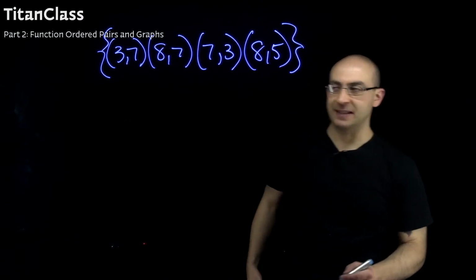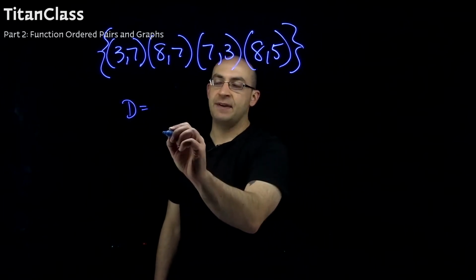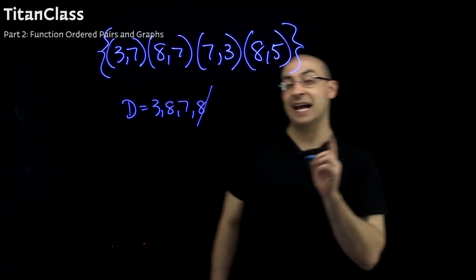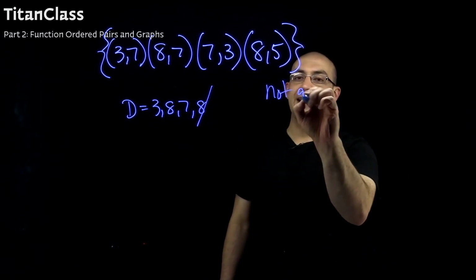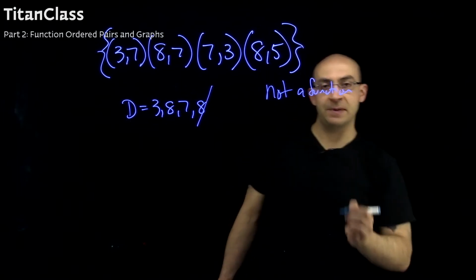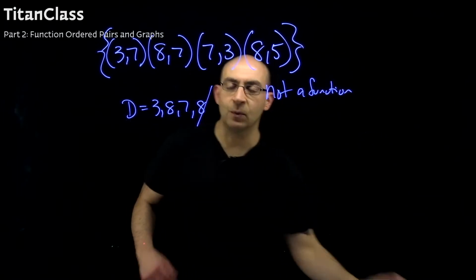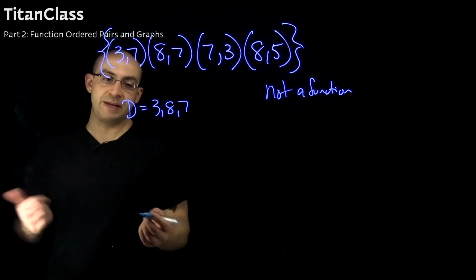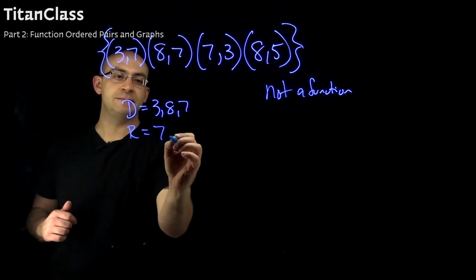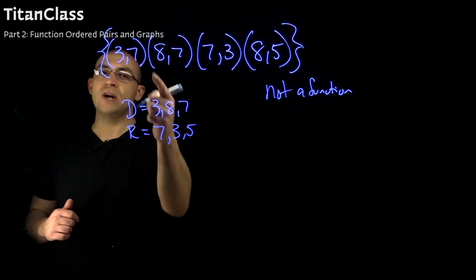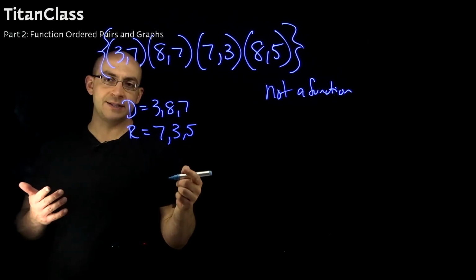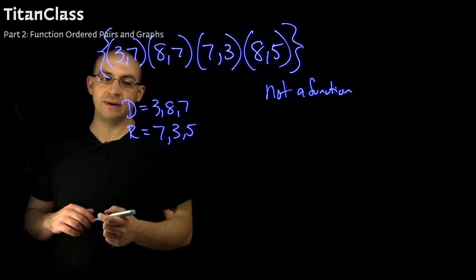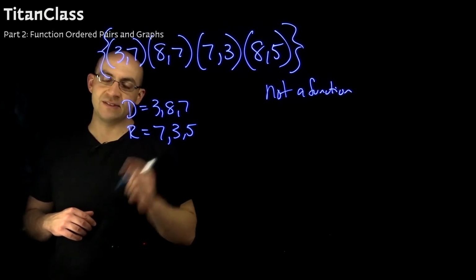So let's put it into perspective. Our domain values, or our x values, are 3, 8, 7, but 8 again. That means we cannot have a function. So this is not a function because the x values repeat. But let's go ahead and finish this off in terms of domain and range. So the domain is just 3, 8, and 7 because we don't like to write the repeat. And the range value is going to be 7, 3, and 5. We don't have to write that 7 twice. Now, if you wanted to, that's probably fine. But in mathematical, algebraic terms, it's a duplicate. We don't have to write that. But the key of this is it's not a function.